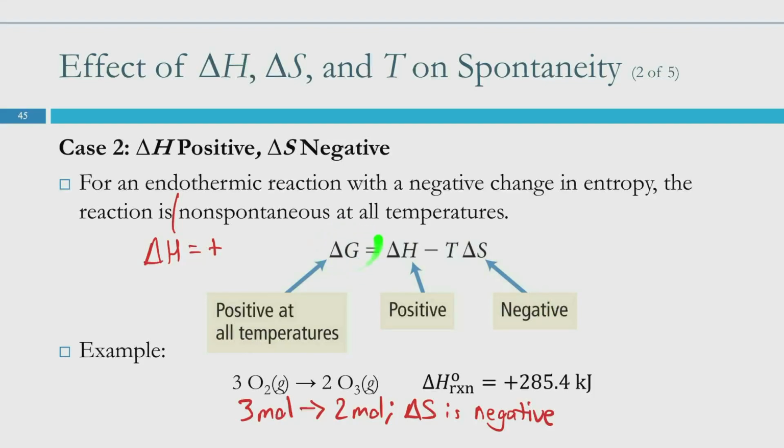So delta G is going to be positive at all temperatures, and when Gibbs free energy is positive, the reaction is non-spontaneous. That doesn't mean it can't happen. That just means it won't happen by itself.